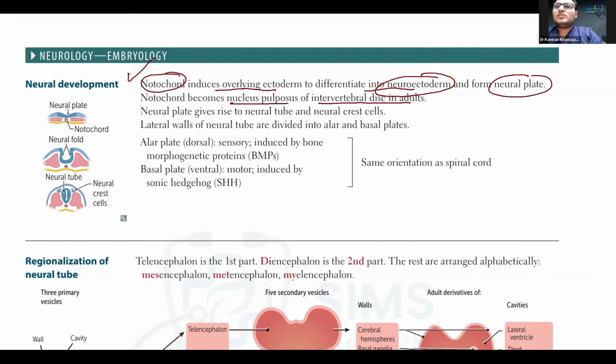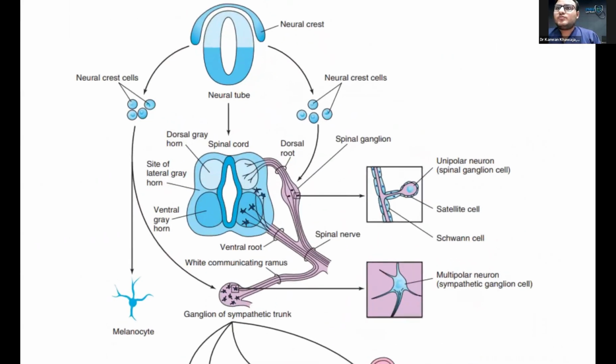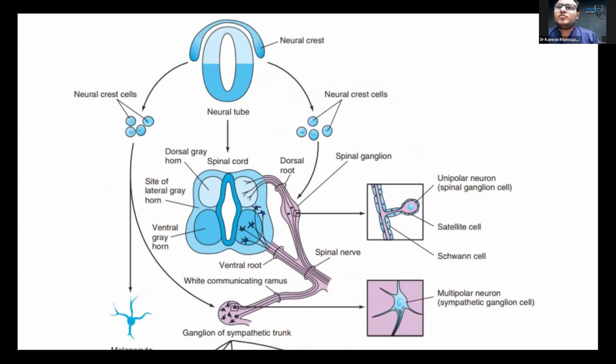Next, what are the neural plates? We have discussed that the neural plate gives rise to two structures: one is the neural tube, and the next is the neural crest cells. Next we will discuss how the neural tube's lateral walls are made. The lateral walls are divided into alar and basal plates. What are these? Now I will show a picture in which we will discuss how these plates are made. You can see in this very beautiful picture the neural tube.